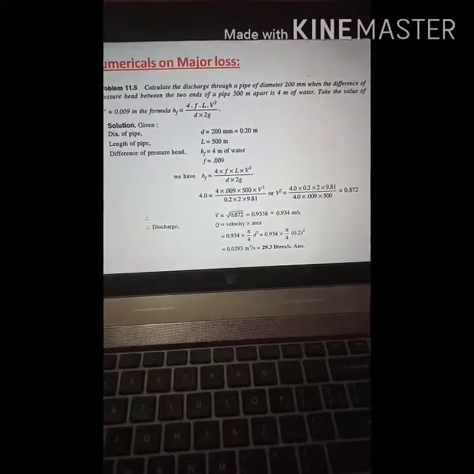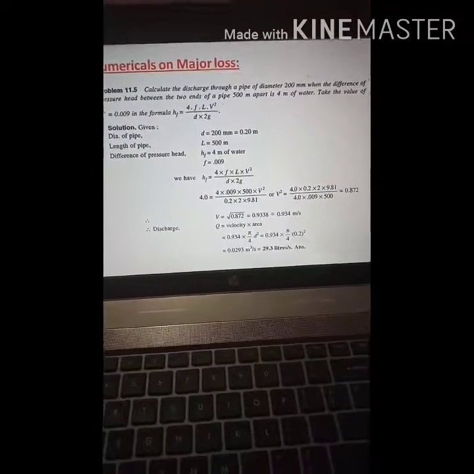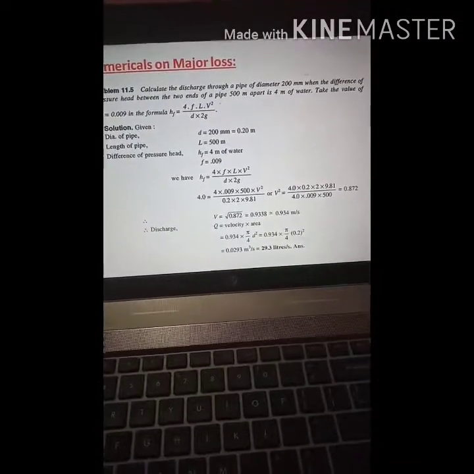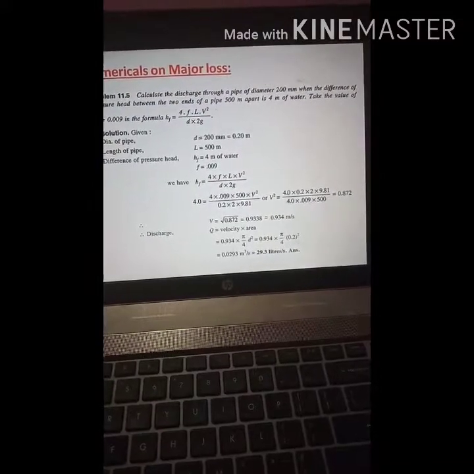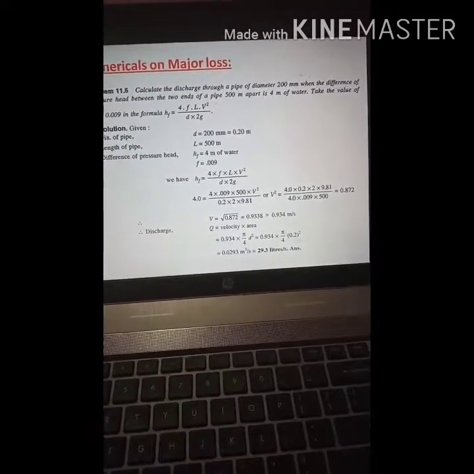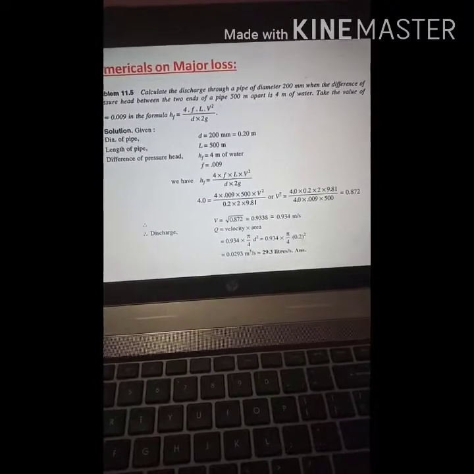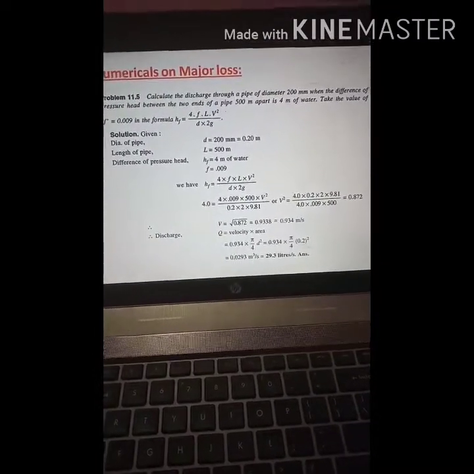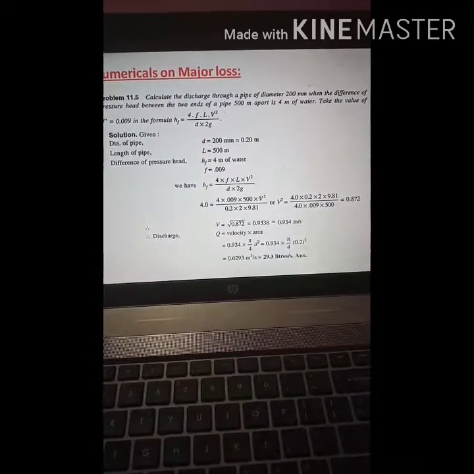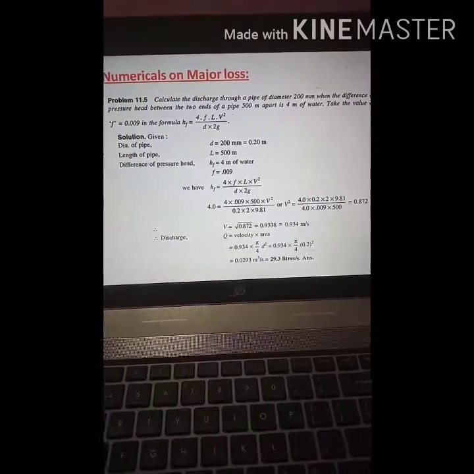Here you have to calculate the velocity v, because the aim of the numerical is to calculate the discharge through the pipe, and discharge is given by area into velocity. So first you have to find velocity. You will get the value of velocity by putting the other values in the formula hf is equal to 4flv square upon 2gd. So if you put 4 is equal to 4 into 0.009 into 500 into v square upon 0.2 into 2 into 9.81, you will get the value of v, that is the velocity through pipe, as 0.934 meter per second.